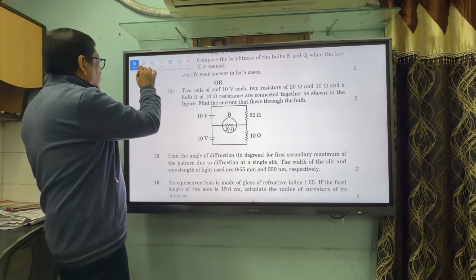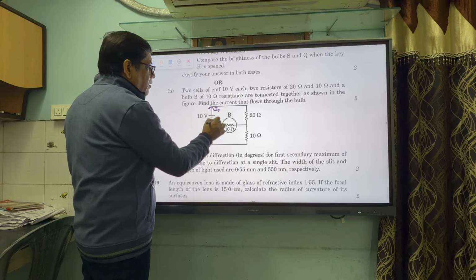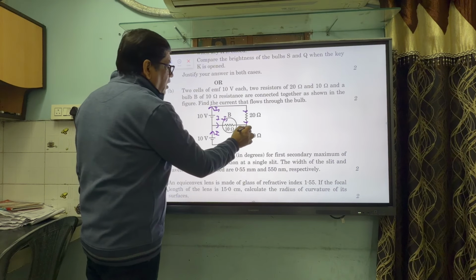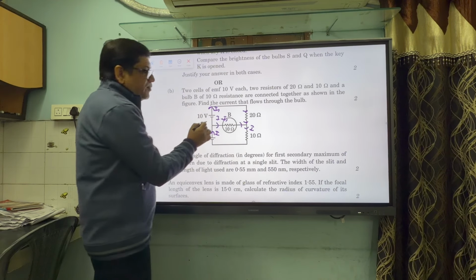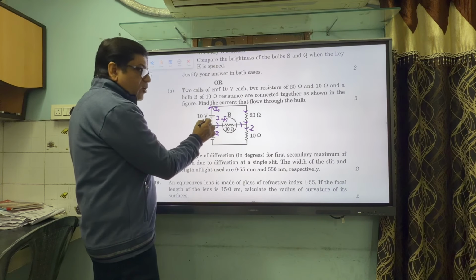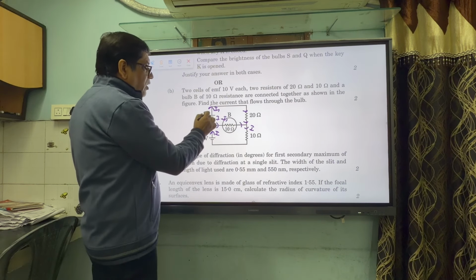Now we apply Kirchhoff's law. There was current I here, I1 here, I minus I1 here, and again I. First we apply Kirchhoff's law in this arm. In the battery we are moving from lower to higher potential, from the smaller plate to the bigger plate. So plus 10.